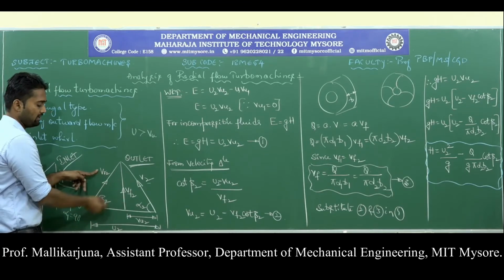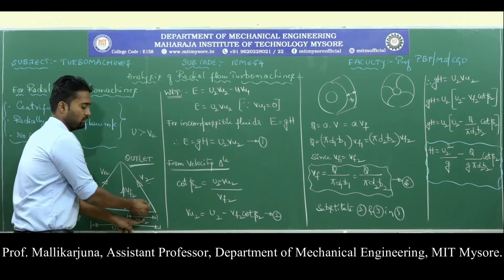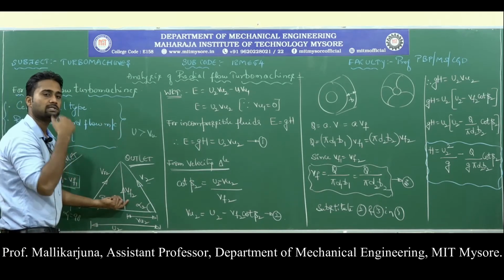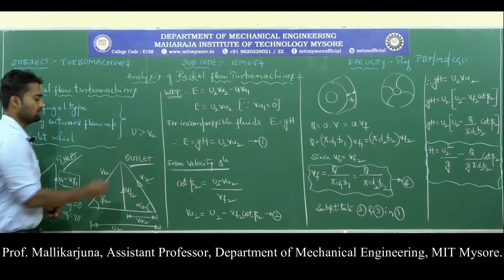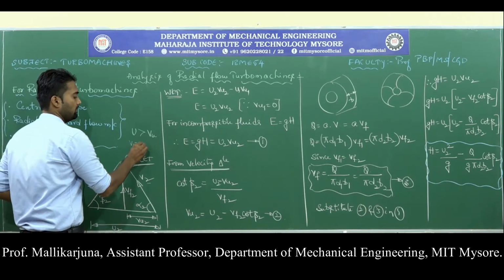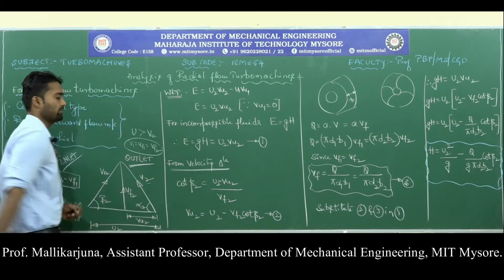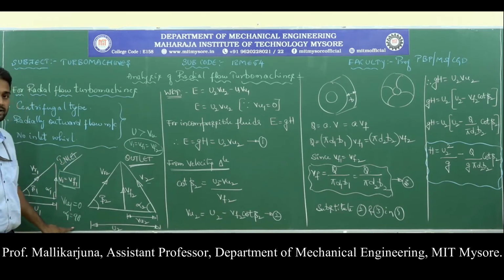Next, the angle made by Vr with respect to u is beta 2, the angle made by the absolute velocity with respect to u is alpha 2, and Vf2 is nothing but the flow velocity, which is always perpendicular in nature. Vf2 is equal to Vf1. So, that condition is V1 is equal to Vf1, which is equal to Vf2. This V1 is equal to Vf1 because alpha 1 is 90 degrees.